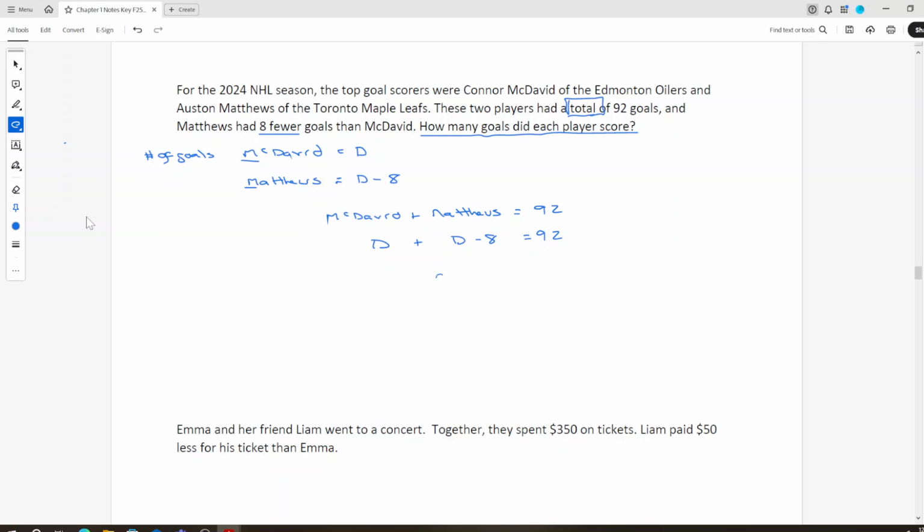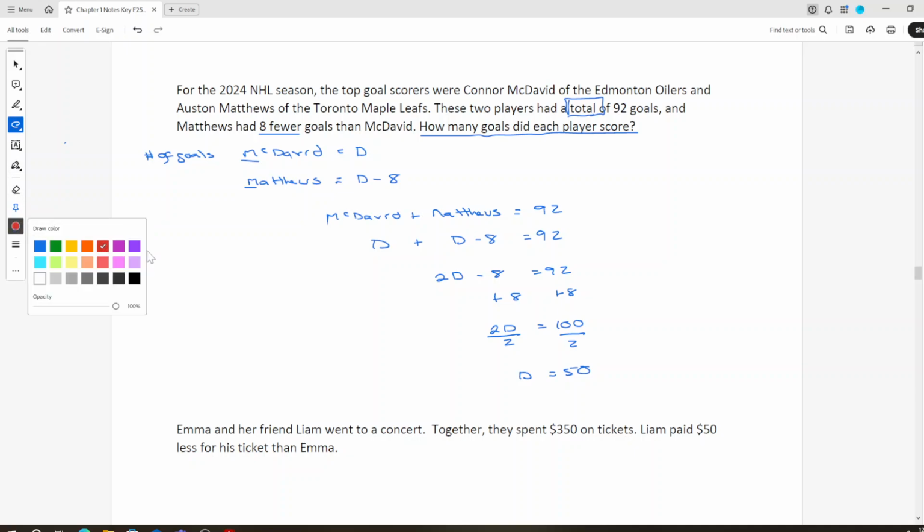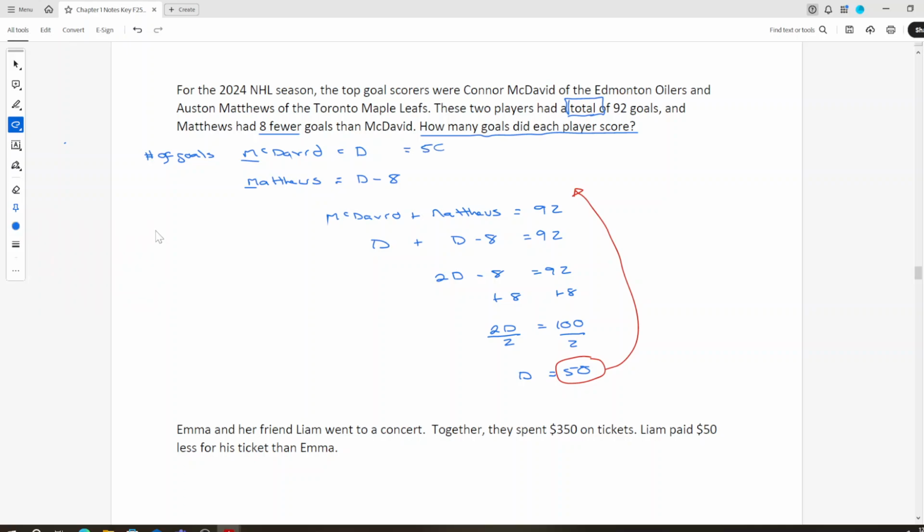So I'm going to combine like terms. I end up with 2D minus 8 is equal to 92. Then I'm going to add 8 to each side. I end up with 2D is equal to 100. Then I'm going to divide both sides by 2, and I get D is equal to 50. Then always, always, always, when you're solving these, take this answer and go back up. Now I know that McDavid scored 50 and Matthews scored 50 minus 8, which is 42.